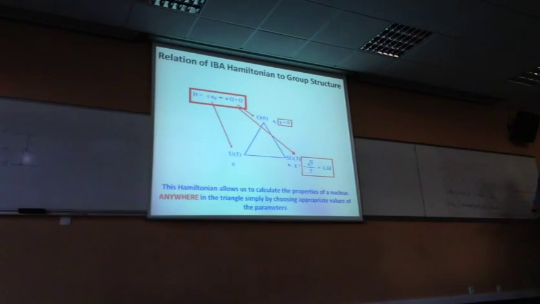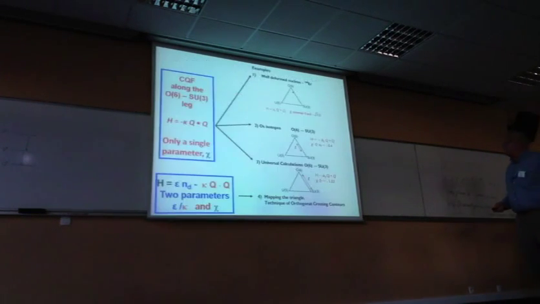Okay? So this Hamiltonian allows us to calculate the properties of any nucleus anywhere in the triangle just by choosing these parameters. Now, how do you choose these parameters? You have to choose them by looking at some bits of data on each nucleus. So this, as I said, is a collective model. It doesn't tell you a priori what the nucleus will look like. You have to feed it with some simple data.